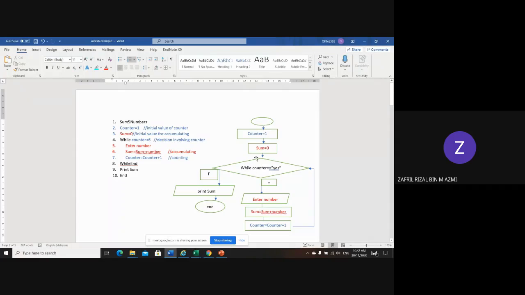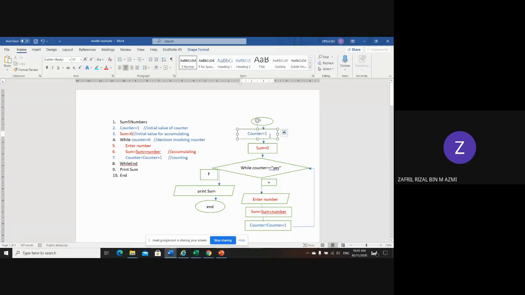When the system reaches this decision, what will happen? It will give false, right? Because counter equal to 1. So this decision, to make it true, it must be yes. So if counter equal to 1, it will be false, so it won't get into the loop body. So this must tally with the decision.